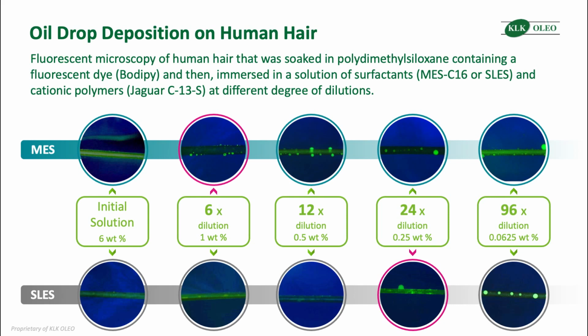Based on this study, the adhesion concentration of MES C16 is 4 times higher than SLES. This is consistent with previous studies using the drop press method. Additionally, in this study, we can see that for MES, the oil drops are small and spread across the hair fiber, while for SLES, the oil drops are large and spaced far apart. This suggests that MES provides a more uniform layer of conditioning agents across the hair compared with SLES.